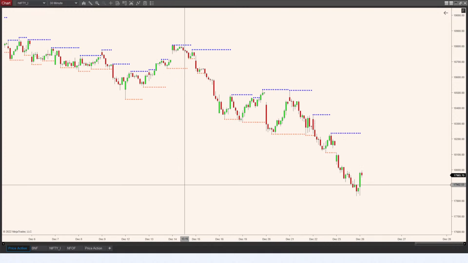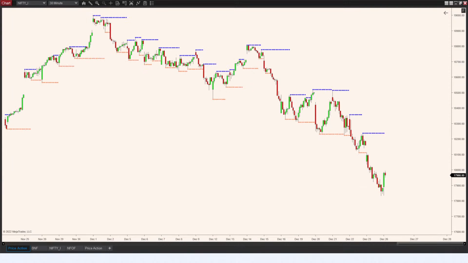So the first thing is to identify the trend. I'm looking at the Nifty 30-minute chart. Since we are going to use opportunities over a very short period of time, we identify the primary trend on the 30-minute chart. If you look at it, we can clearly see a swing high, swing low, swing high and swing low. At the present moment, the market is making lower lows and lower highs, so clearly the primary trend is moving in the downward direction.